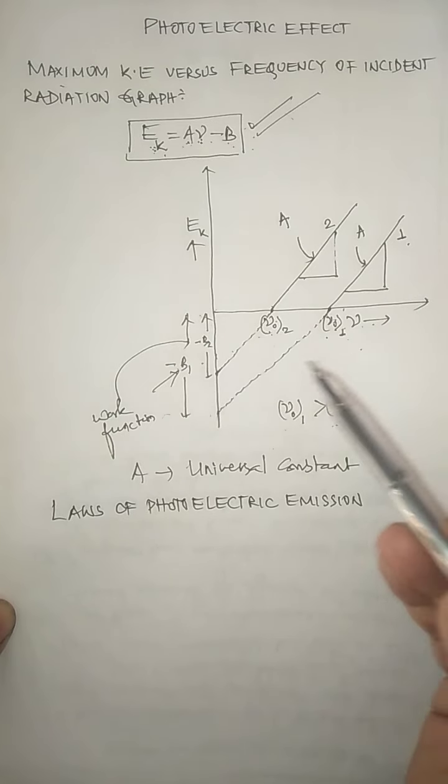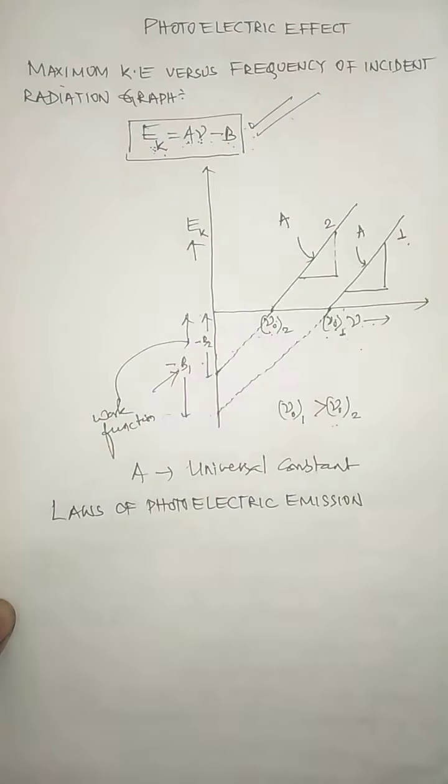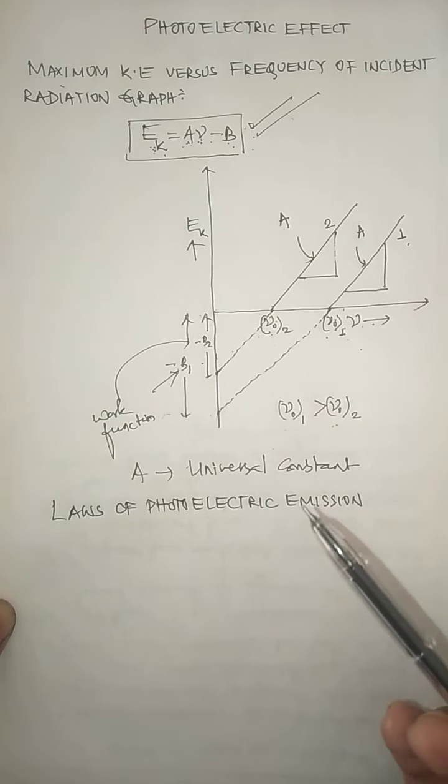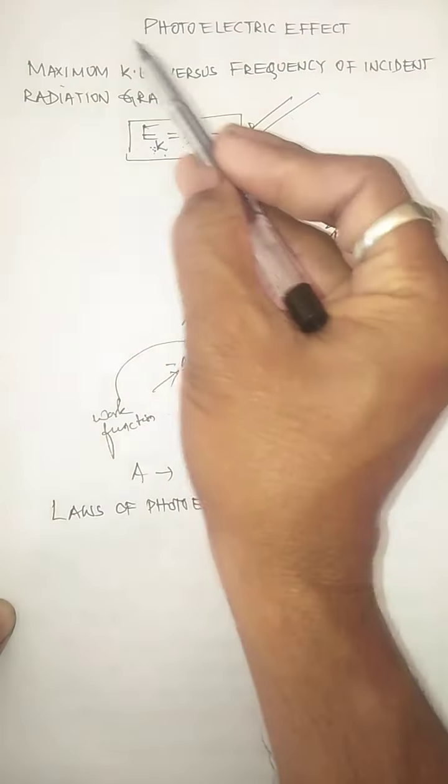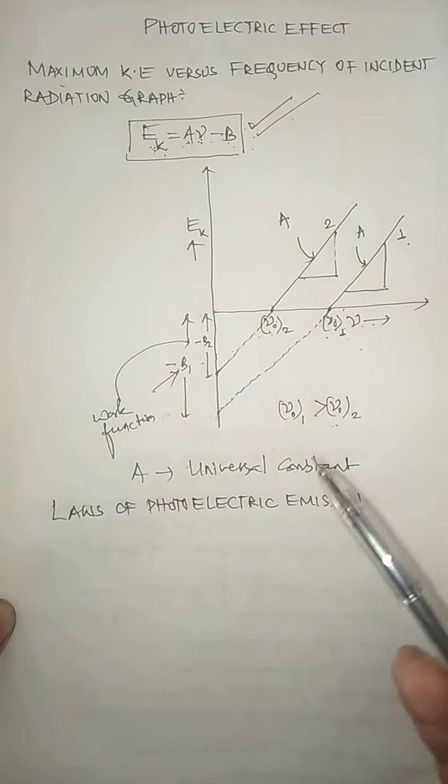Wave theory of light completely failed to explain the photoelectric effect. In wave optics, you learn that wave theory explains the laws of reflection, refraction, interference, diffraction and all. But when we come to the photoelectric effect, it completely failed to explain it.